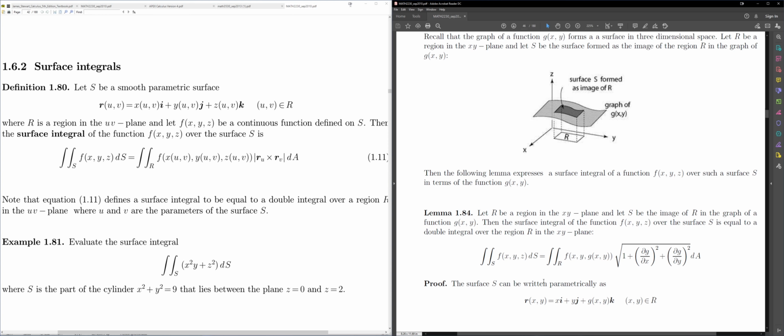So I guess the short story is that for surface integrals, at least for the functions, you're going to have two formulas. One for parametric surfaces and one for this situation where you're going to have a graph z is equal to g of xy, right? Anyway, we'll get to this. Let's go back to our example.